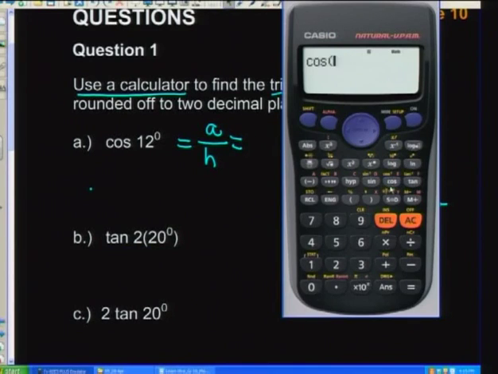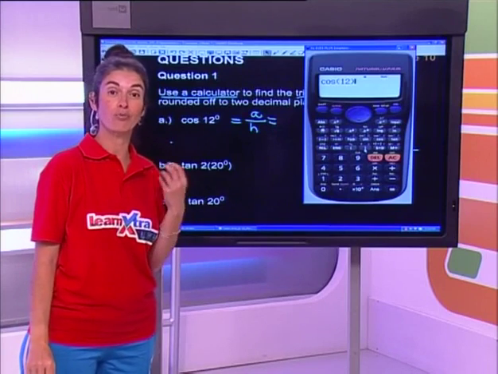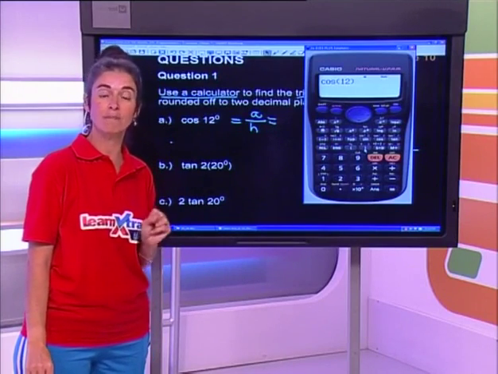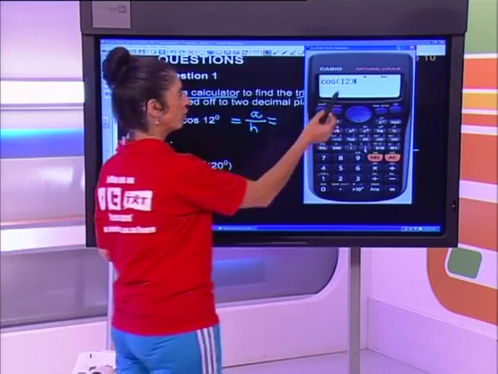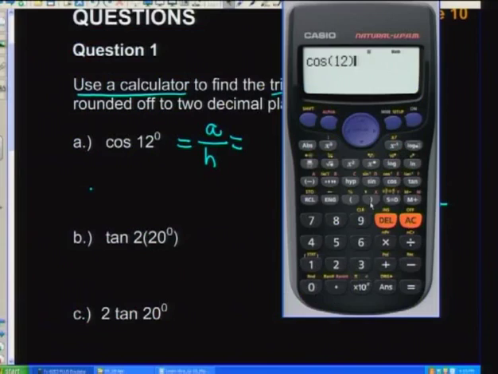You press cos, you press 12, and the calculator has been programmed to know that that 12 is degrees that you're talking to. You must also make sure that on your calculator you've got a little d that shows that you're working in degrees. Because some of you haven't worked with radians or gradians yet, and that's a different angular measurement. So if you don't have degrees, you're going to get a very different answer. So 12 degrees is what? 0,978. Remember I said to you, it's not giving it to you as a fraction, it's giving it to you as a decimal. 0,978.